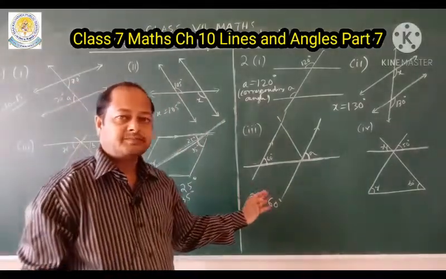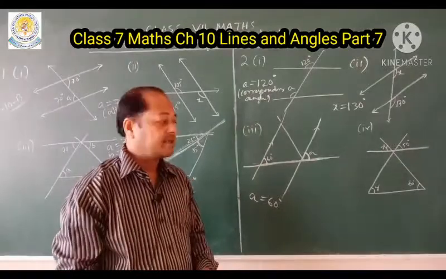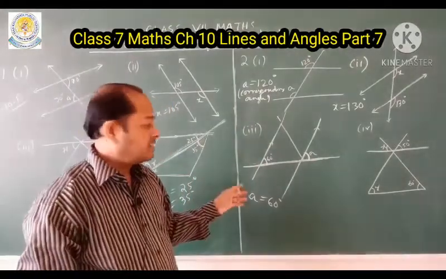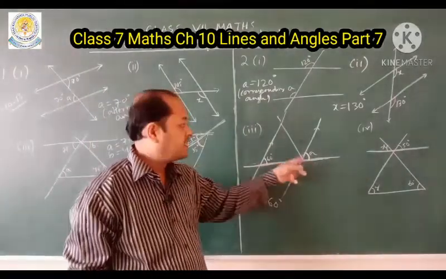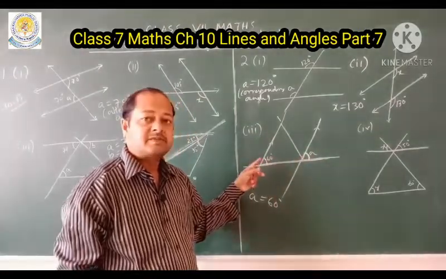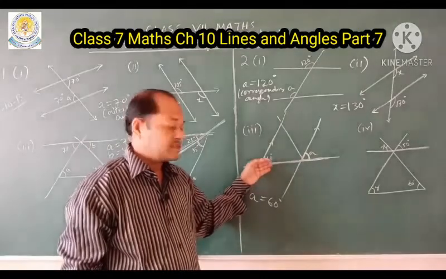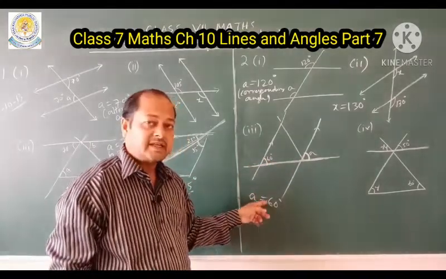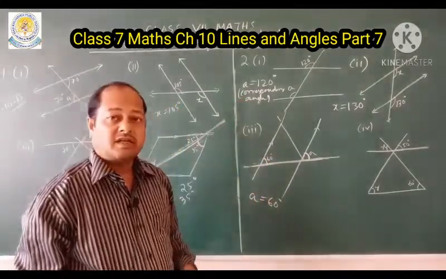The reason is same corresponding angles. Okay, again I am explaining. If we consider this as a transversal line and these are the two parallel lines, and here A and 60 are the same side of the transversal, so A equal to 60 degree. In bracket you can write corresponding angles.